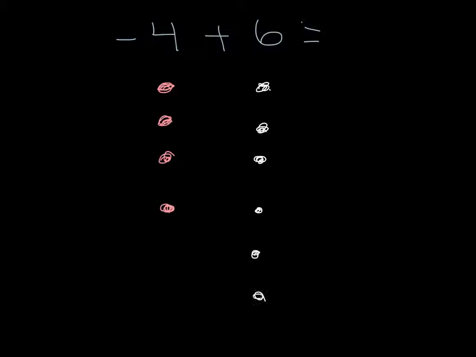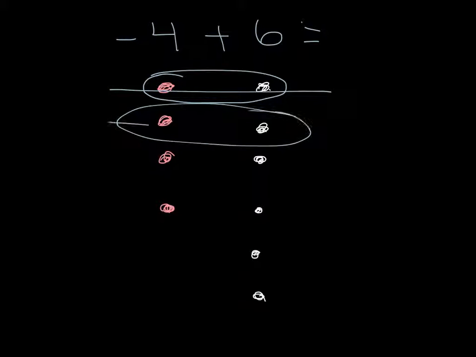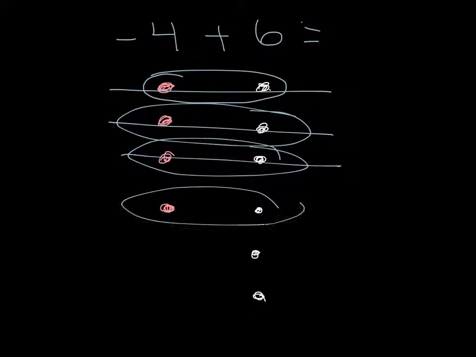Okay, so we're using counters. So let's say our problem is -4 plus 6. To model this with counters, this says that I have -4 and I have +6. If you look at your counters, what you want to think about is which ones can cancel each other out. Well, this negative and this positive cancel each other out, canceled out, canceled out, canceled out.